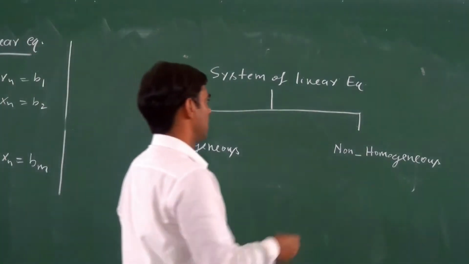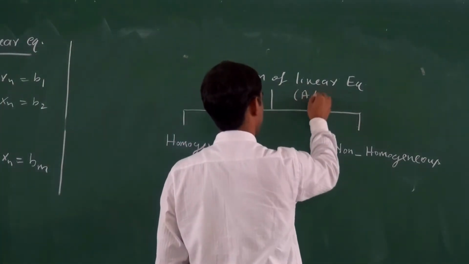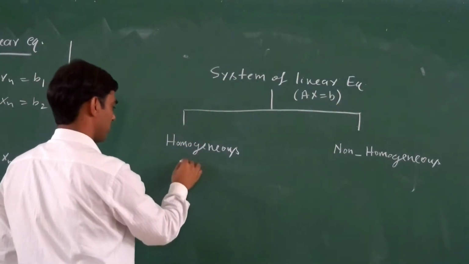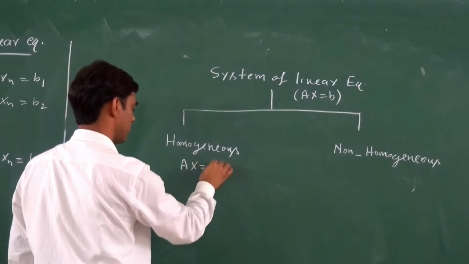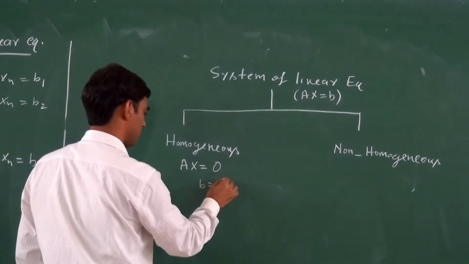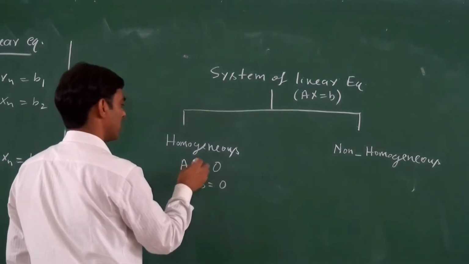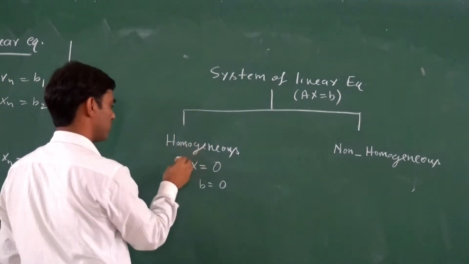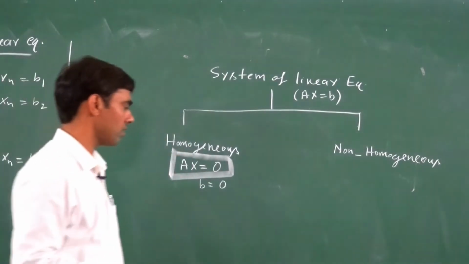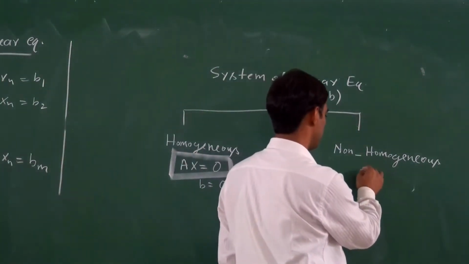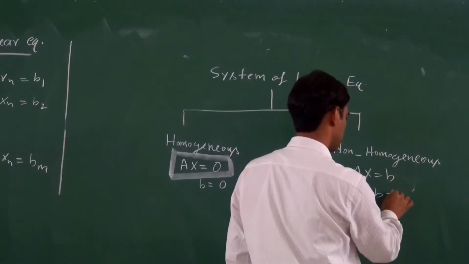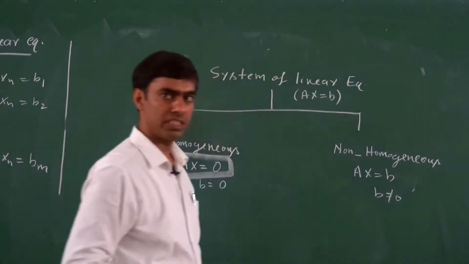So if we have Ax equal b, then if b equal to 0, meaning Ax equal to 0, then this is a homogeneous system of a linear equation. If b does not equal 0, meaning Ax equal b with b not equal to 0, then this is a non-homogeneous system of a linear equation.